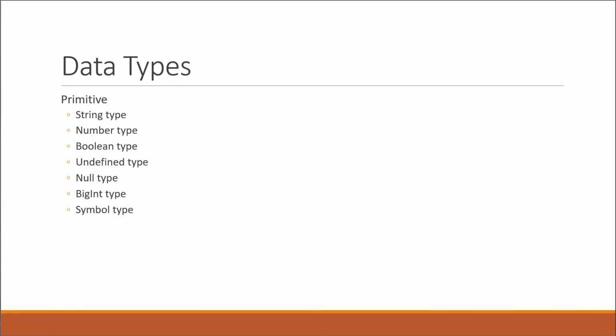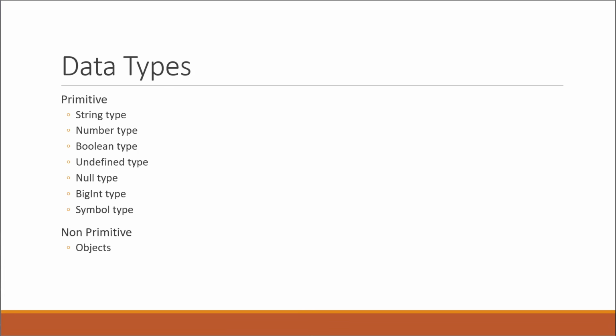Alright, the next topic to learn about is data types. Data types basically specify what kind of data can be stored and manipulated within a program. In JavaScript, data types can be categorized into primitive and non-primitive types. As per the latest specification, there are 7 primitive types and 1 non-primitive type. Under primitives, we have string, number, boolean, undefined, null, big int, and symbol. Under non-primitives, we have objects.